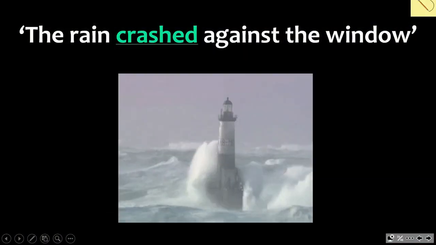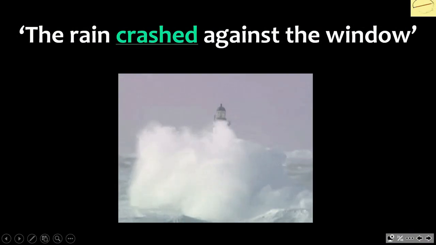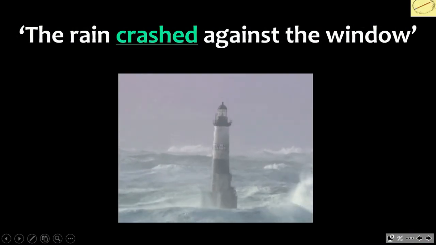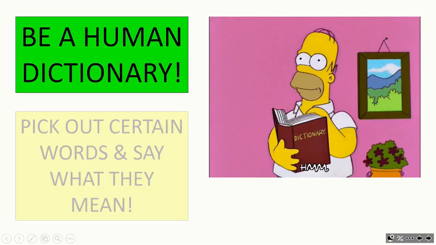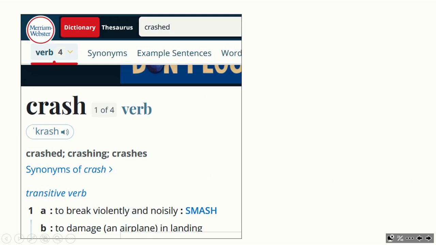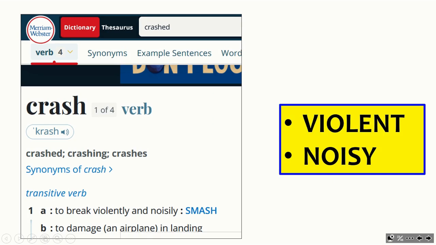So again, if there's the word crashed, what kind of rain would it be? A powerful rain, a violent rain. So again, be a human dictionary, say what the word means. If I looked up crash in the dictionary, what does it say? Well, it actually says violent, noisy. So put that into your answer.